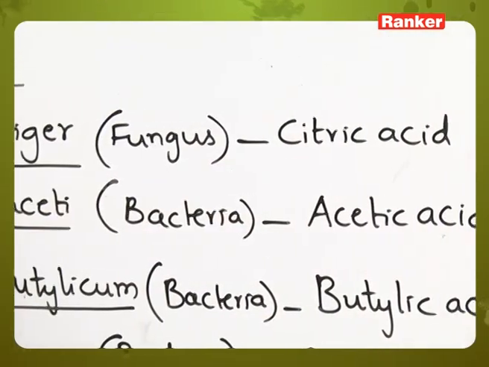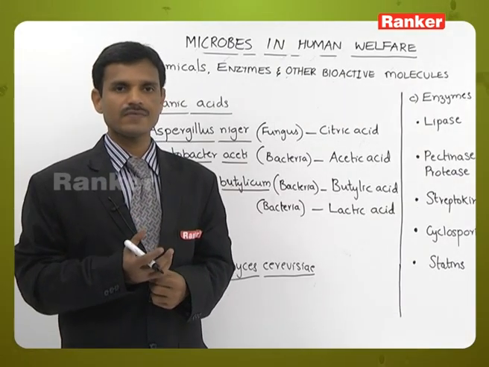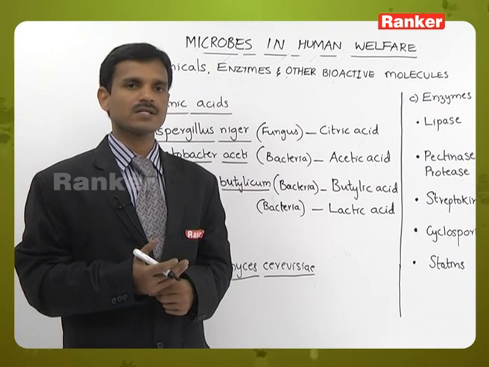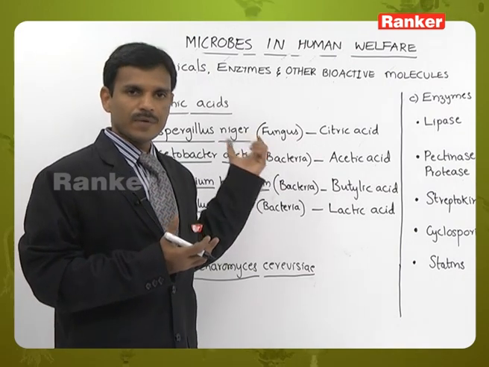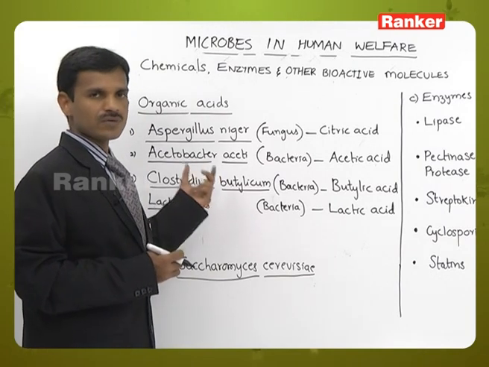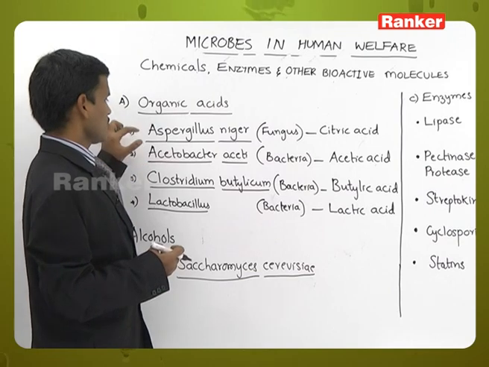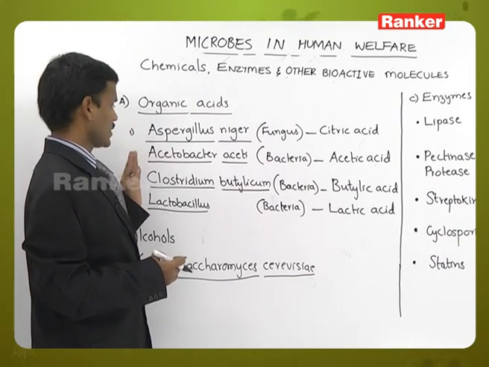In the fermenters, generally large vessels, all these chemicals are produced in large quantities which are industrially useful. So, all these are produced in large quantities from these fungal members or bacteria.